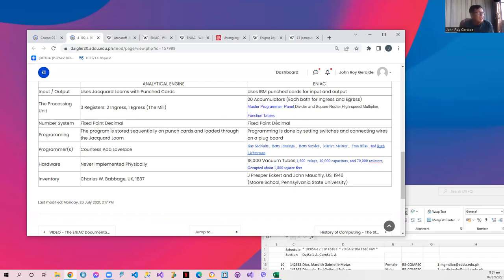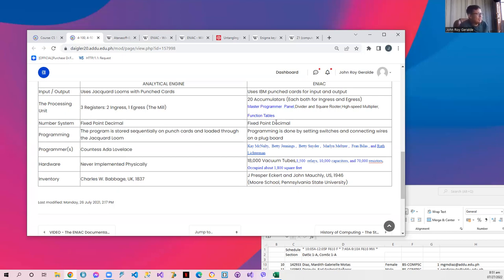Do you follow? The number system being used is common to both: fixed point, decimal. So you see, the ENIAC resembles the analytical engine. The main difference is ENIAC uses electricity, while the analytical engine is mechanical. We are trying to point that out because Alan Turing made a comment on this, no?